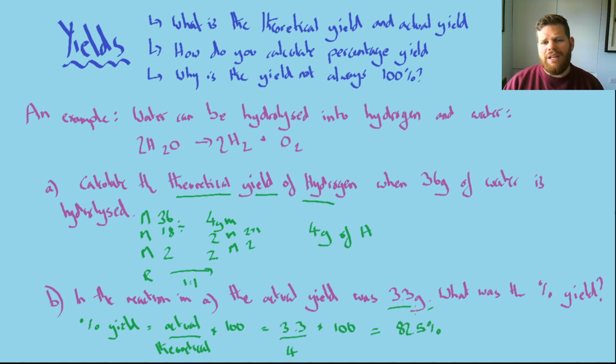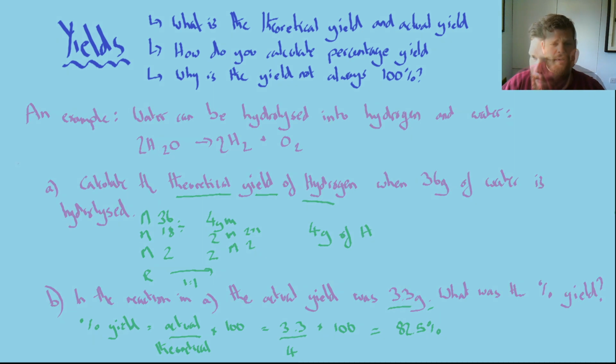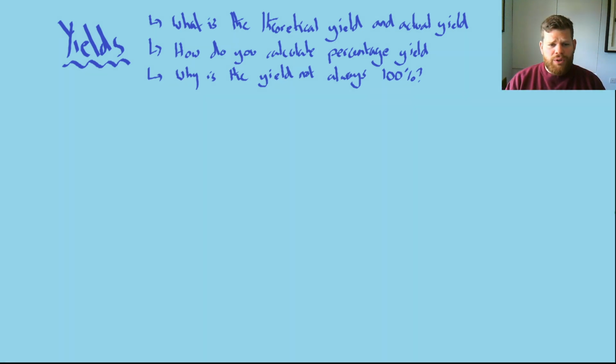So why is the yield not always 100% as calculated here? Let's get around to answering this question. Why is the yield not always 100%? There are three main reasons as to why this is. The first is that the reaction doesn't actually complete.